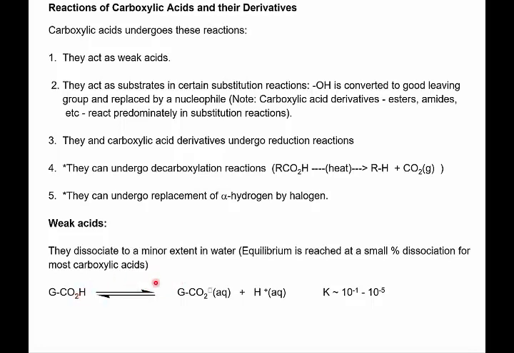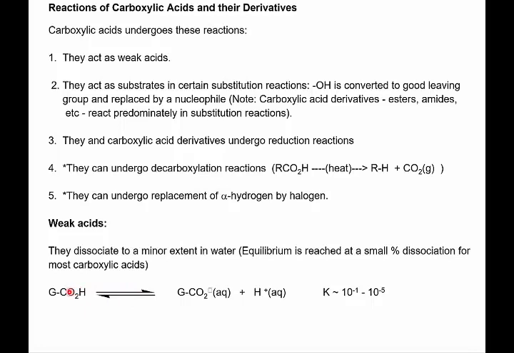This equation illustrates that. G just stands for organic group. But if you place the carboxylic acid in water, it dissolves. It will dissociate, breaking off a hydrogen ion and leaving the conjugate base, the carboxylate anion. And the extent of this reaction is not 100%. It's less than 100%, because it goes until equilibrium is reached, and then it doesn't go further.